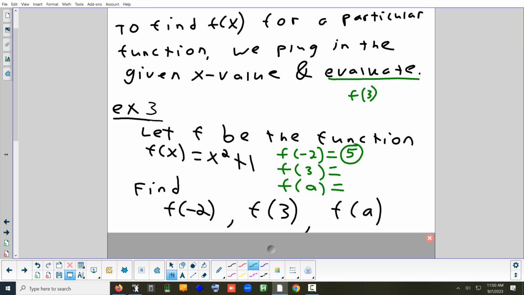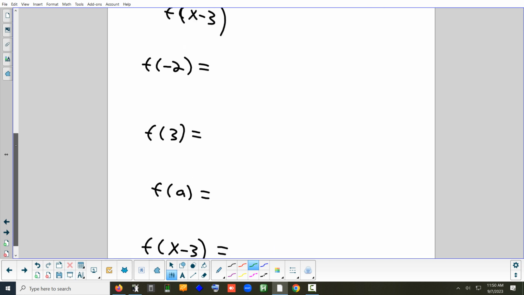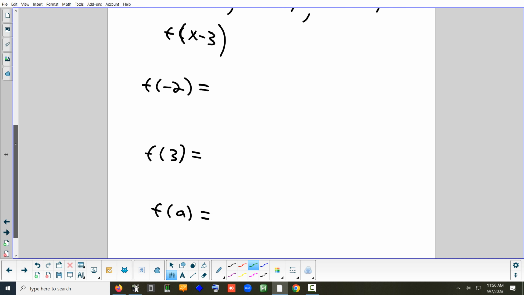Let's try 3. 3 squared plus 1? 10. So we started with numbers, we got a number. We start with a letter, we're going to end up with a letter. What would you get if you plug in a in that formula? A squared. Just a squared plus 1. You can't do anything with that. So that's what evaluate means. Any question on that? Did I have anything else? Nope, just more room to write the answers, but we already did.